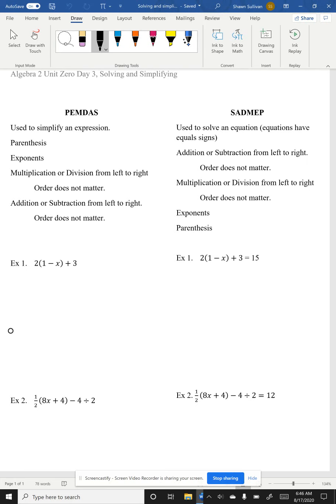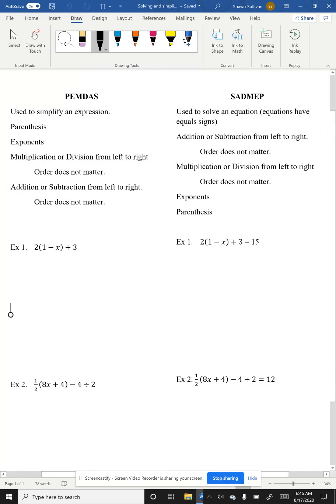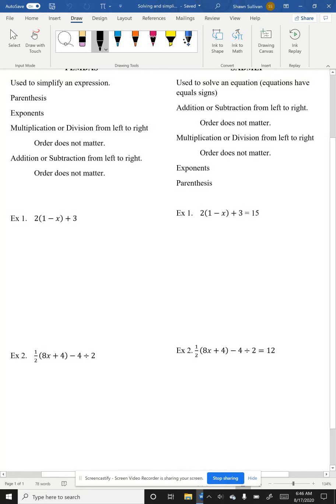So sometimes we've learned or been told that first we do multiplication and then we do division. And that's not correct. We do it from left to right. Whichever one comes first, that's what we do. And we do the same thing for addition and subtraction. We do it from left to right, and order does not matter. So let's do a couple of examples.